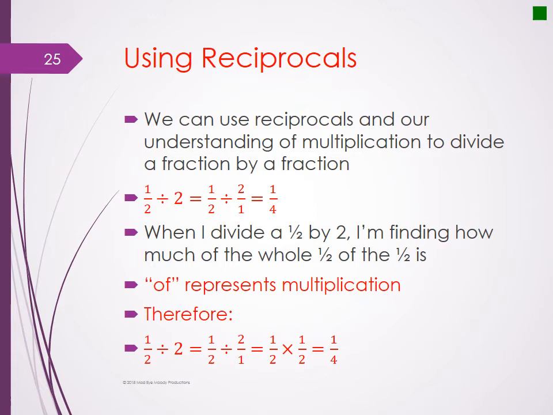Well, the word of, that's an operations word. Of means to multiply, represent multiplication. Therefore, I can rewrite 1/2 divided by 2, which, with the whole number as a fraction, is 1/2 divided by 2 over 1. I can rewrite that as 1/2 times 1/2, and that gives me 1/4. Again, you'll notice that I have done the inverse. The inverse of divide is multiply. The inverse of 2 over 1 is 1 over 2. That's the reciprocal. So I've used inverse operations and inverse fractions to divide by a fraction.